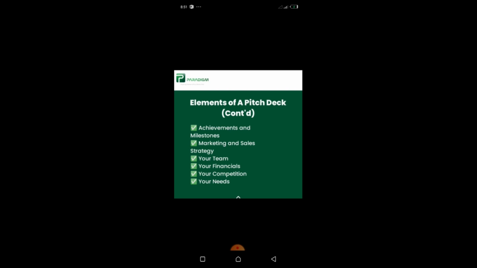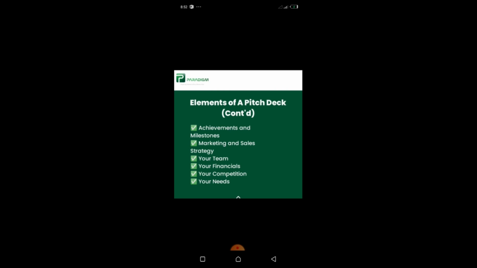The next element is your team. I've always said it, that to succeed as a business owner, you need not just financial resources, but human resources too. You cannot do it alone. If you go alone, you won't go far. If you want to go far and go well, you must have people to help you push your dream.